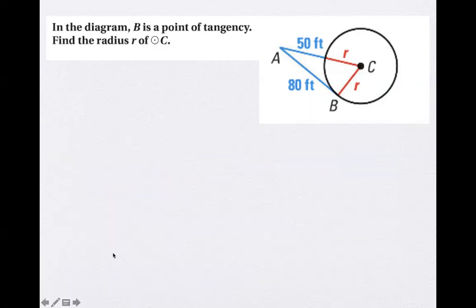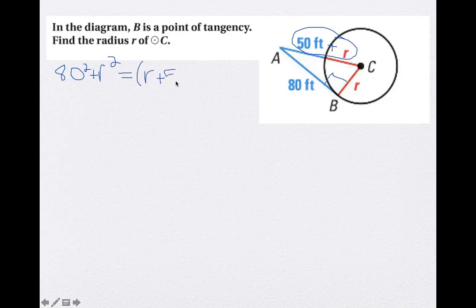So let me draw the right angle where it would be. It would go right here, okay, because B is a point of tangency to the radius. So that means this is my hypotenuse, okay? So that length here would be 50 plus R. So yes, that's how I have to write it. So I'm going to use the Pythagorean theorem, and I'm going to say 80 squared plus r squared equals, now instead of 50 plus r, I'm going to say r plus 50. I like to have my variable first. R plus 50, yes, quantity squared.